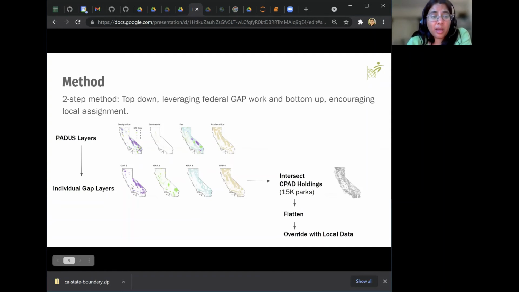First, we extract the gap codes by 1, 2, 3, and 4, and then we intersect those with CPAD holdings. Of course, what we want is a flattened layer, so we have to select which of those gap codes is associated with that holding. And finally, we want to include our bottom-up approach, where we override data with local data. We believe the local data, especially for state and local parks, will have better information as to the management intent.